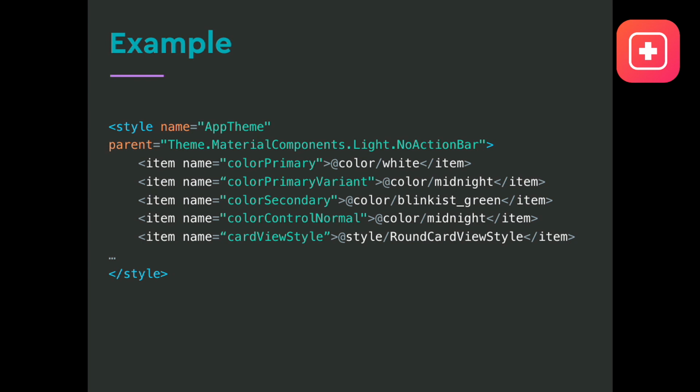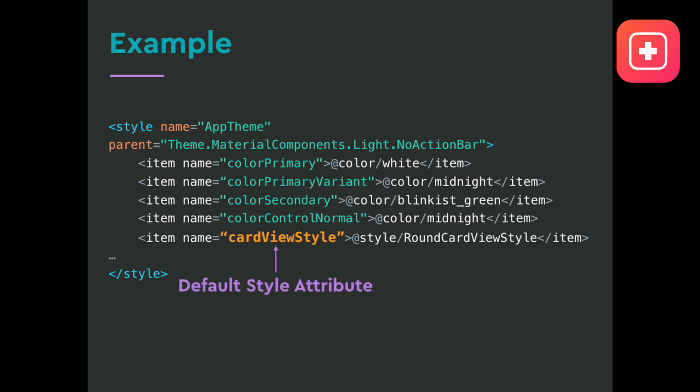And something cool that you can do is that you can reference styles in your theme. So for example, over here, I'm setting the card view style default style attribute to this round card view style. And what I'm saying is, hey, I want all of the card views in the app to have this round card view style by default. And that's why this card view style attribute is known as a default style attribute. Because by default, I want all the card views in my app to have this style. So this way, you can do app-wide widget-level styling through your theme.